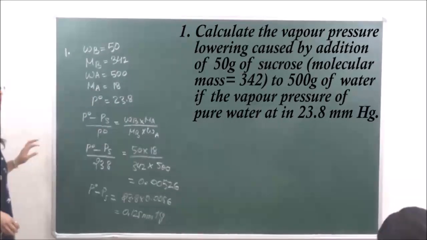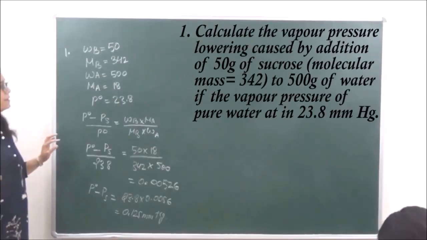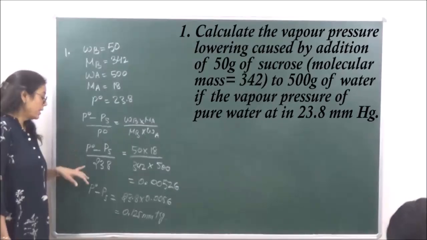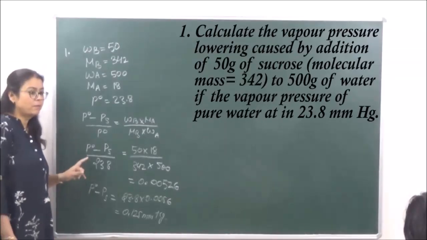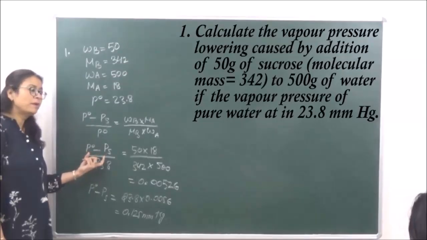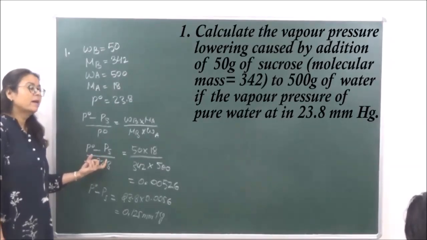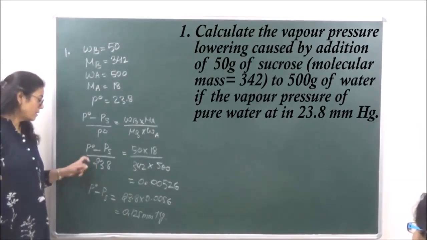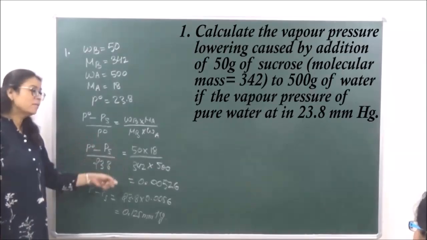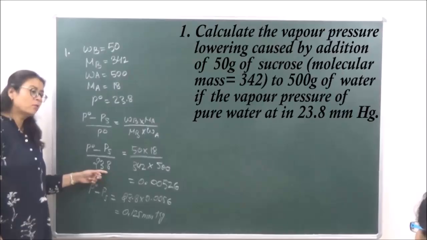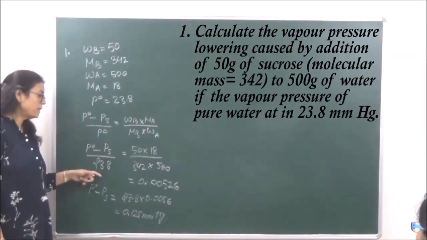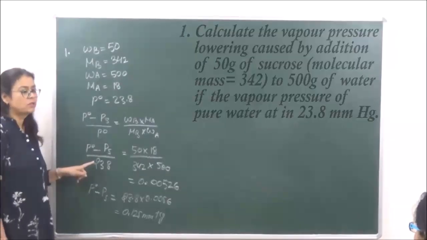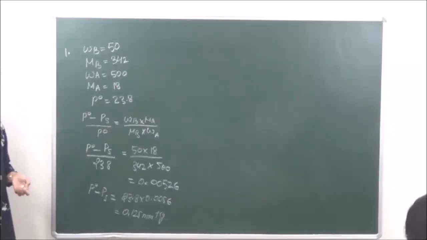mm of mercury. Now you have to be very, very particular whether in the question they have asked lowering in vapor pressure or relative lowering in vapor pressure. In this case they have asked us the lowering in vapor pressure. So that is why here we only have to calculate the numerator. Okay? If they had said relative lowering in vapor pressure, then in that case this entire term had to be calculated. So there we do not have to put this. P naught minus Ps upon P naught, that is equal to XB. So that is equal to relative lowering in vapor pressure. Got it?